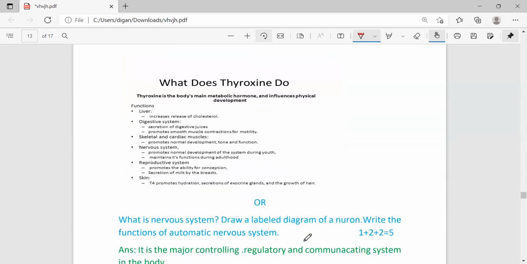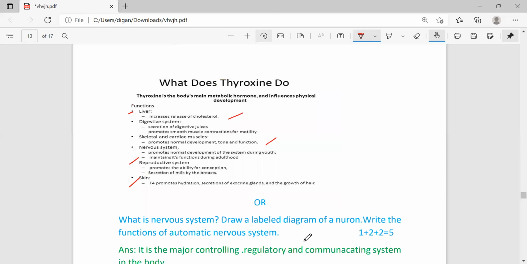Next, what are the functions of thyroxine hormone? So these are the functions. Means thyroxine hormone has many functions. In the liver, it increases the release of cholesterol. In the digestive system, it increases the secretion of digestive juice. In skeletal and cardiac muscle, it promotes the normal development, tone and function. Then the nervous system, then the reproductive system, then the skin. So these are the different functions.